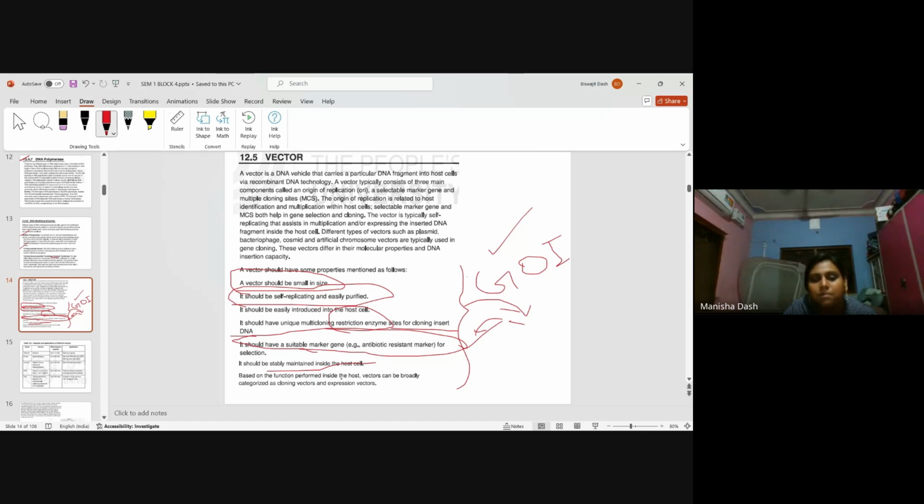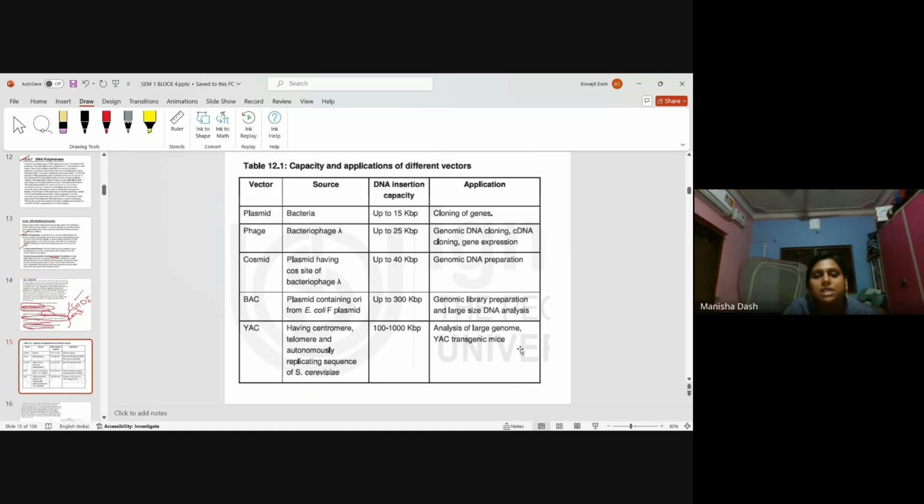And based on the function performed inside the host, the vectors can be broadly categorized as cloning vectors and expression vectors. So the vectors are broadly of two different types. The cloning vector will only carry the gene of interest and will multiply within the host cell to just increase the number of copies of the gene. But the expression vectors will actually express the protein which is encoded by the gene.